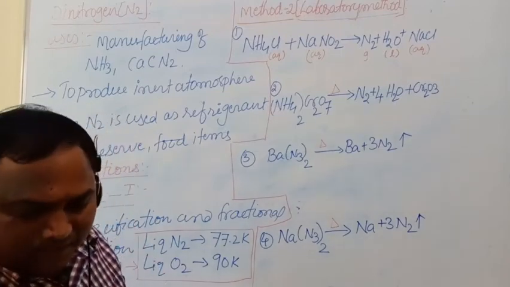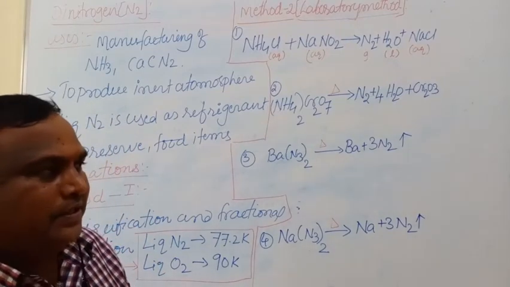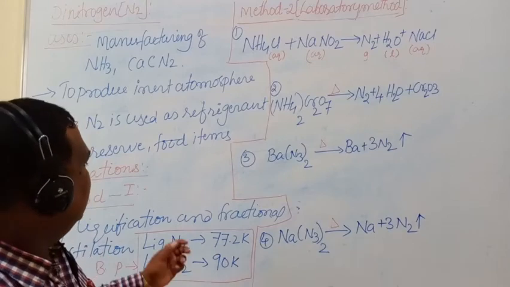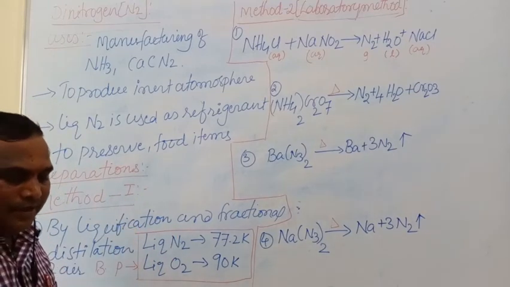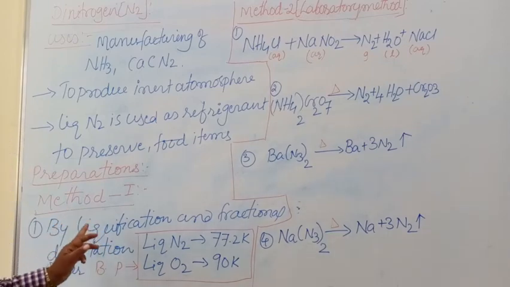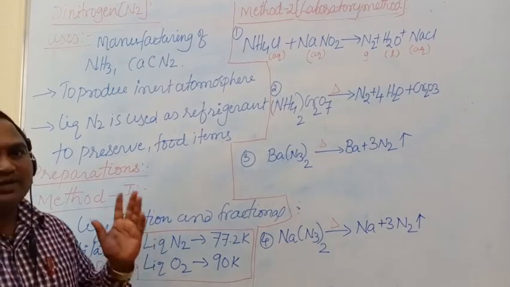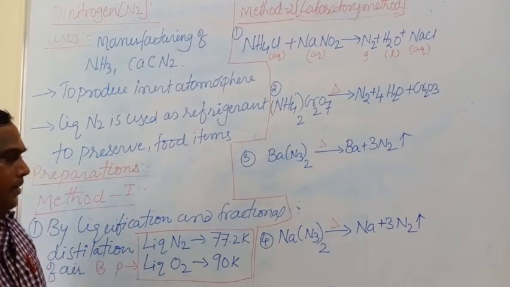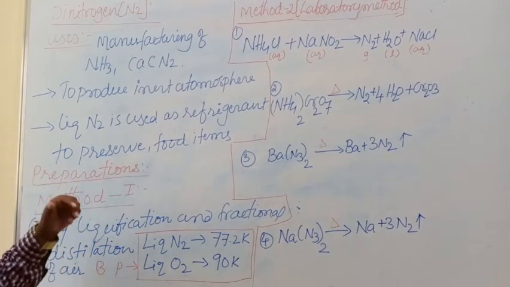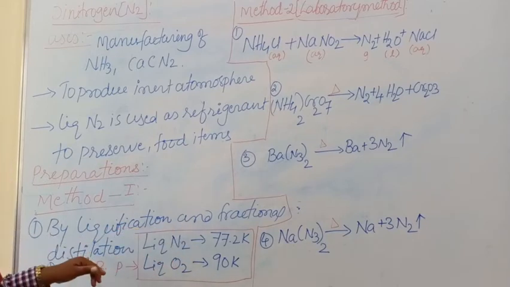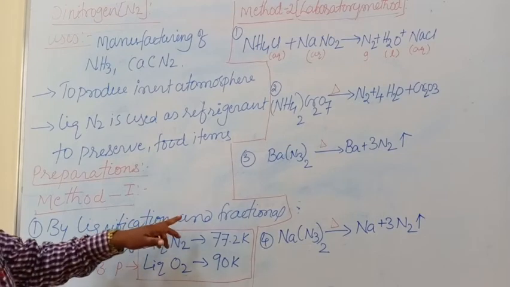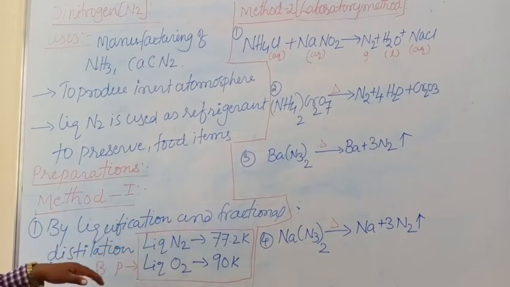Dinitrogen generally can be prepared by two methods. The first method is the commercial method. Commercial means large scale, ton scale, quintal scale. Dinitrogen can be prepared commercially by liquefaction and fractional distillation of air.